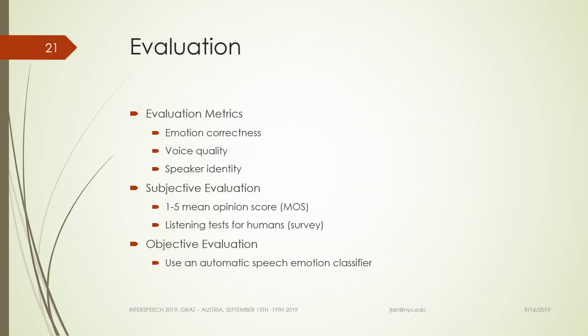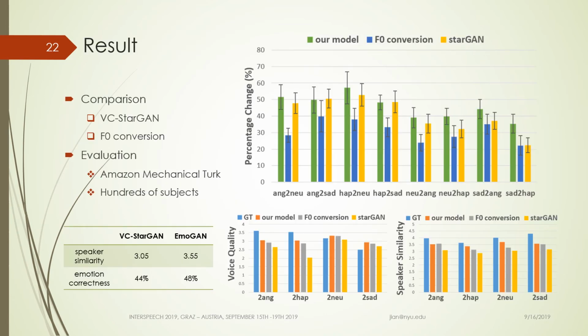We evaluate the generated speech on 3 metrics: voice quality, speaker similarity, and the emotion conversion ability. We use subjective evaluation to evaluate our results. The listening tests are conducted by hundreds of workers on Amazon Mechanical Turk. The result is compared with 2 baseline models: a simple linear F0 conversion system and the neural network model VC-StarGAN. We choose 4 emotion pairs with significant differences: angry, happy, neutral, sad. The result is in the upper figure.